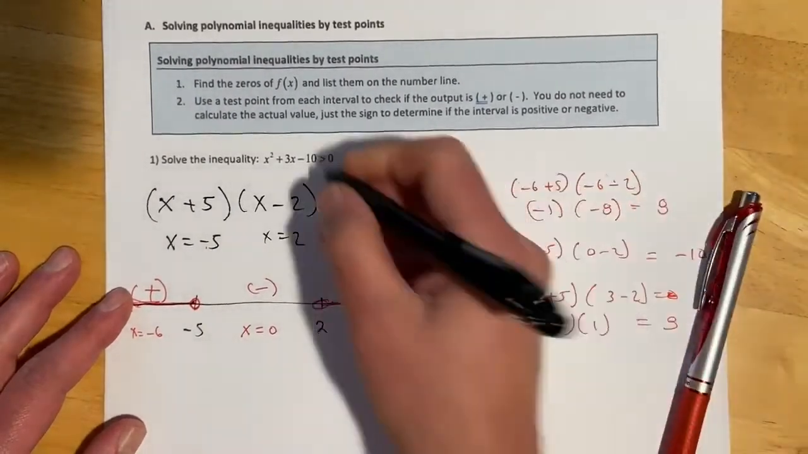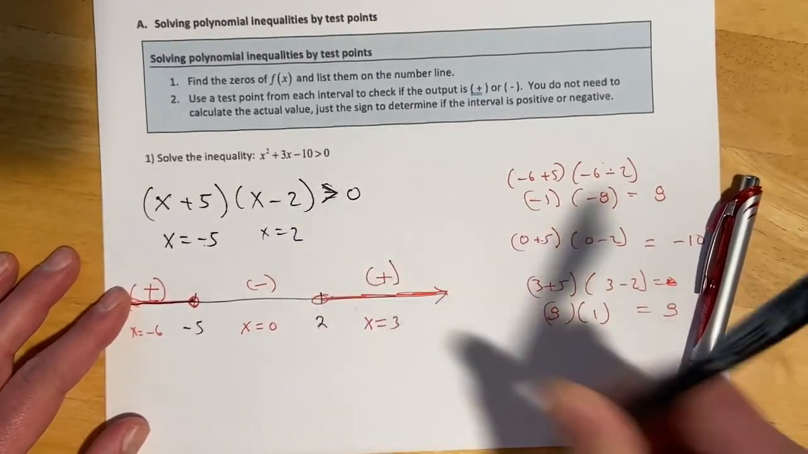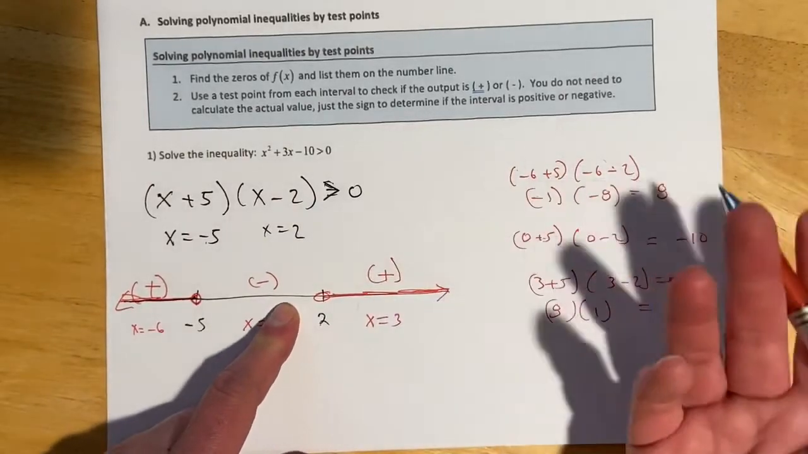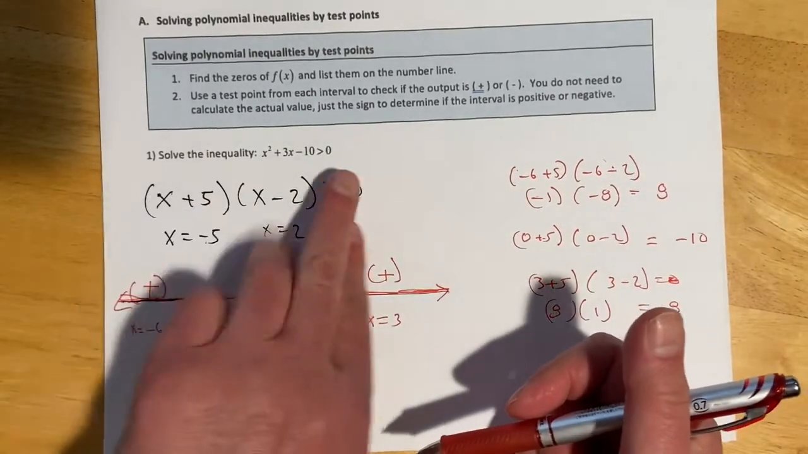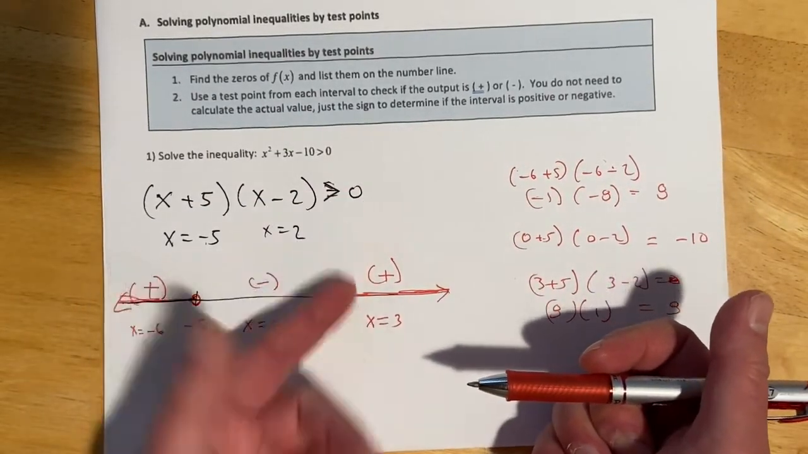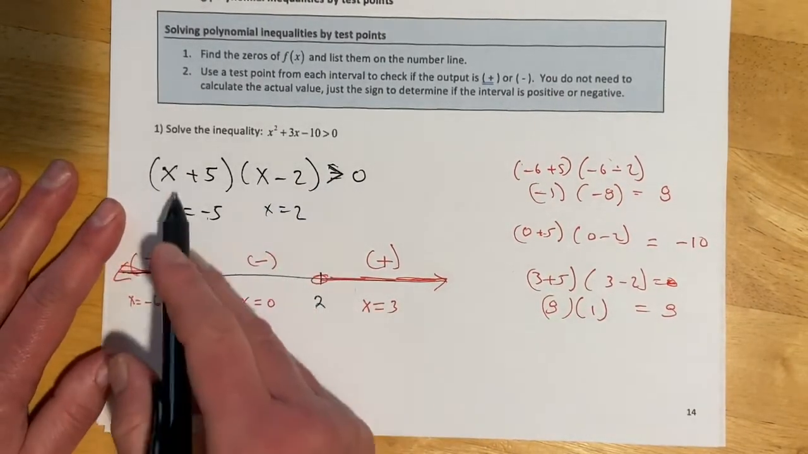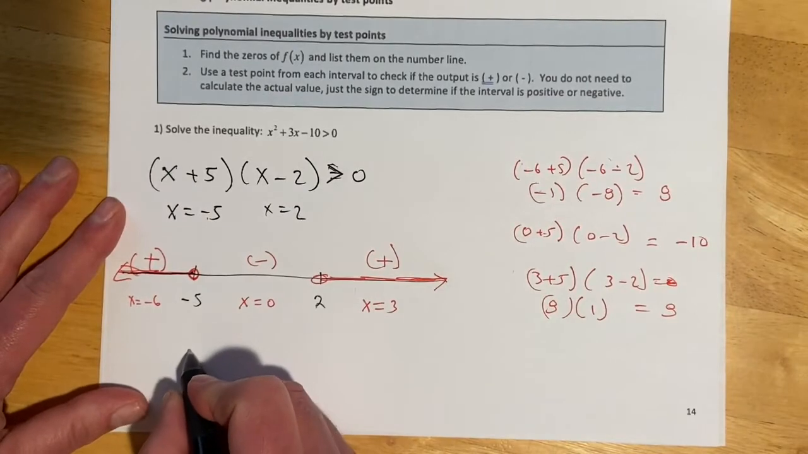in this case, we're working with greater than 0. So if it comes out positive, then that's a solution. If it comes out negative, not a solution. If this had been reversed and this was less than 0, we would have wanted our answer to be the negative region. And then typically in this, we'll give our answer in interval notation.